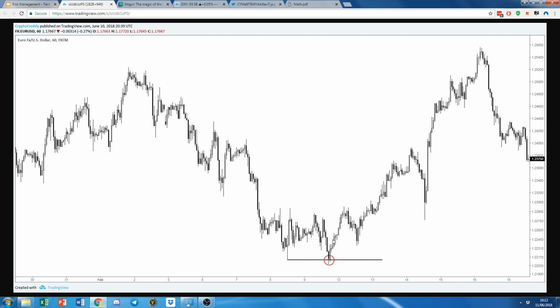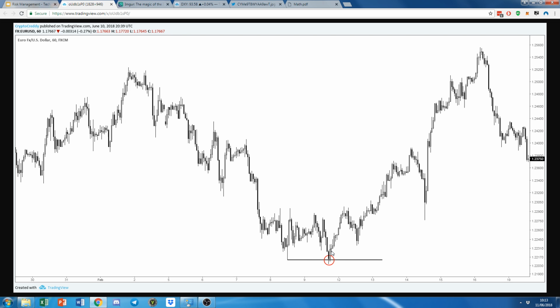So as price starts to push away, where is my thesis wrong? Well, if my argument is that this is essentially the low and it was a trap, then price has no business returning to it, or making a lower low in this case, right? So my stop would be just slightly clear of the low here. So I hope that sheds some light on stop loss placement.